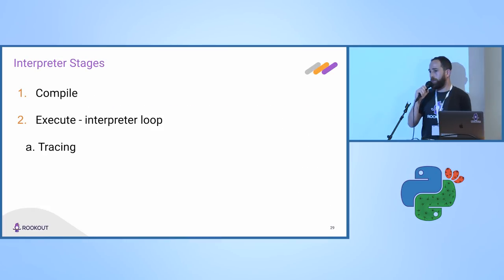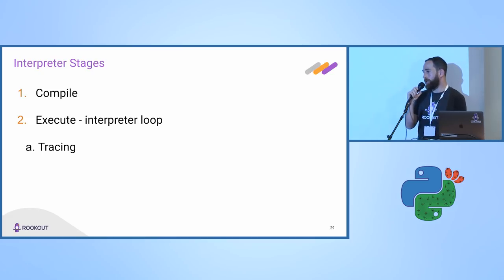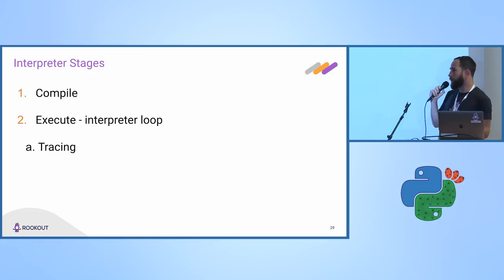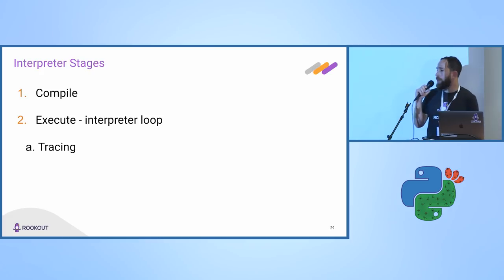The stages of the interpreter are the following. It starts by compiling our source code and generating the bytecode. The bytecode is often cached in those PYC files, I'm sure all of you are familiar with, and it's also in memory. Then the interpreter goes into the execution loop. It loops through the buffers, executing each instruction in its turn. And this is where tracing happens.